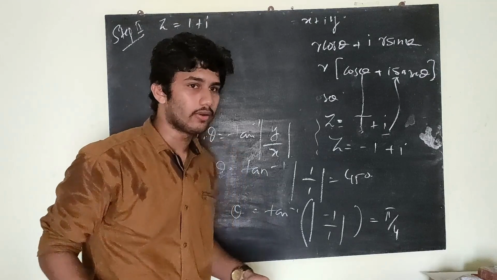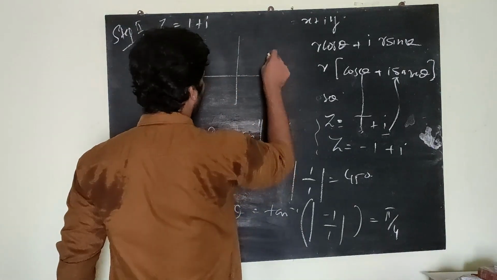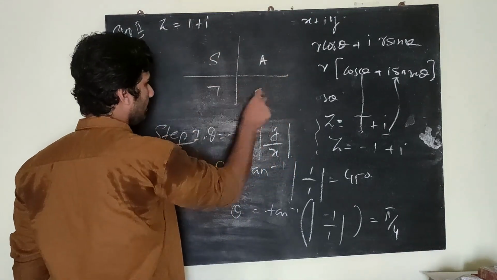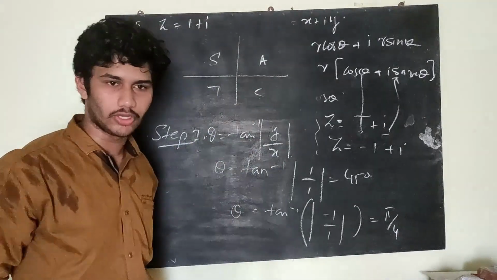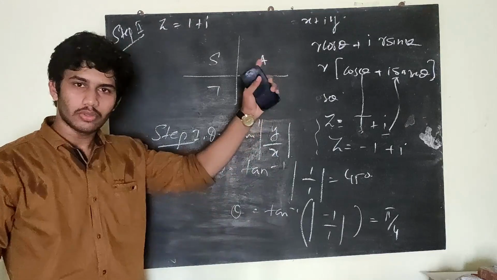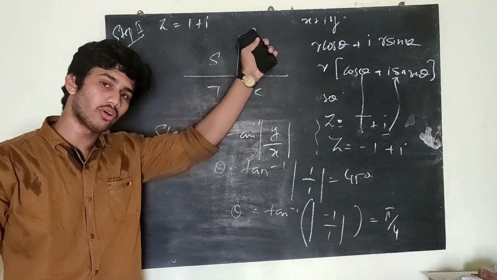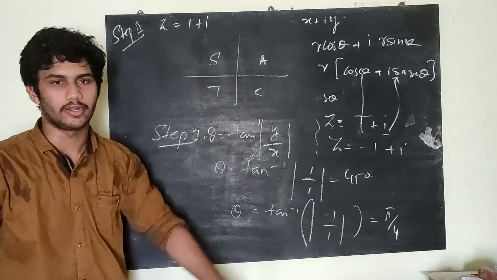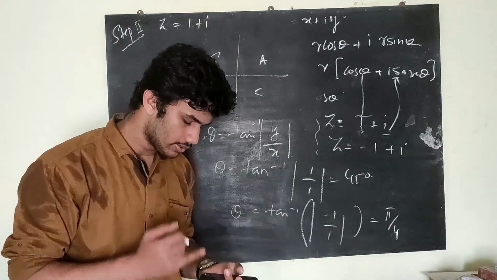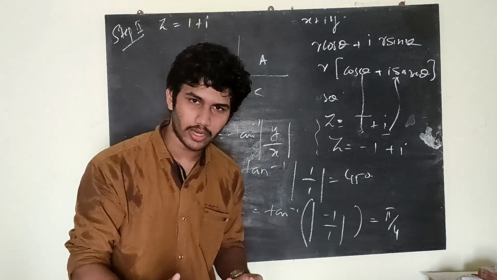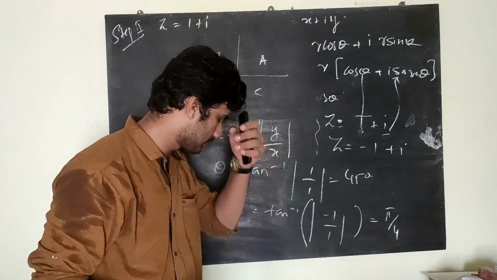So which is the quadrant? We know this. All Silver Tea Cups. All positive, sin positive, tan positive, cos positive. Right? So, since cos and sin are positive, it should lie in the first quadrant. So, you have specified what the angle theta is. Secondly, you have specified in which quadrant it lies. Now, the third step.